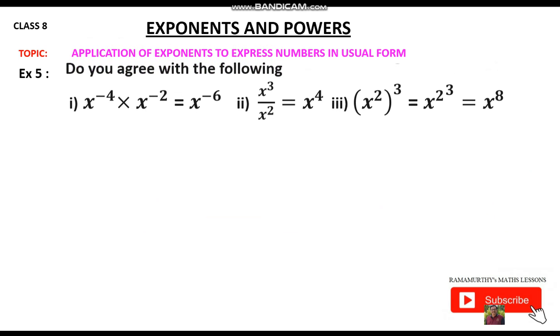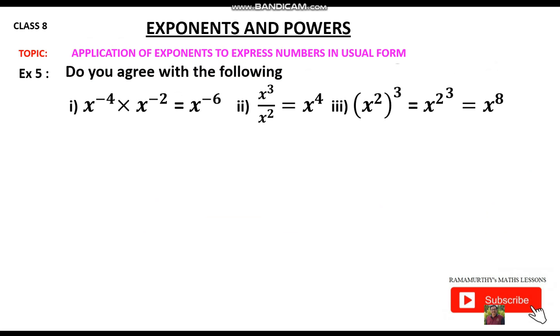Fifth problem. Do you agree with the following? First, x^-4 × x^-2 = x^-6. We have already learnt about the laws of indices, so using that we are going to solve this problem.